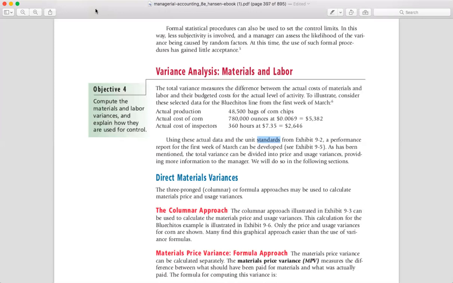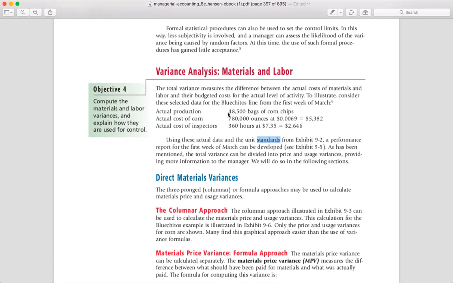The total variance here is actually to measure the difference between the actual cost of materials and labor and their budgeted cost for the actual level of activities. Right, so for example, we can just go straight to see the example here.